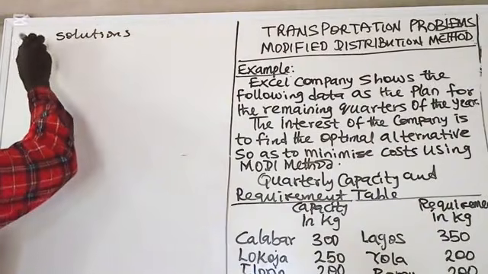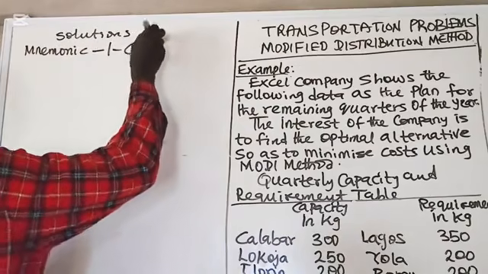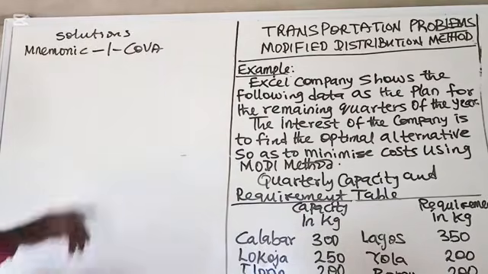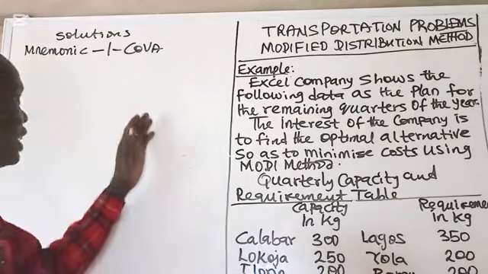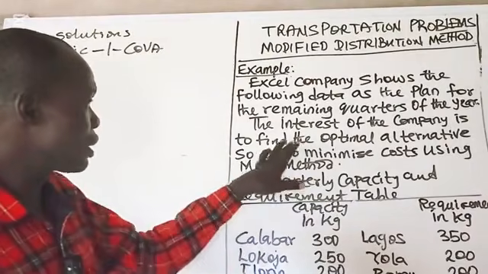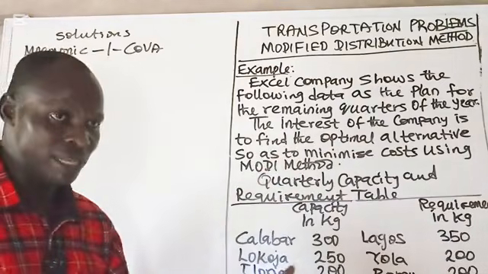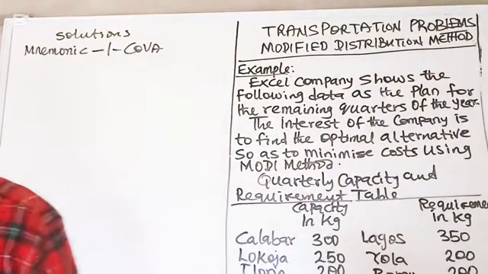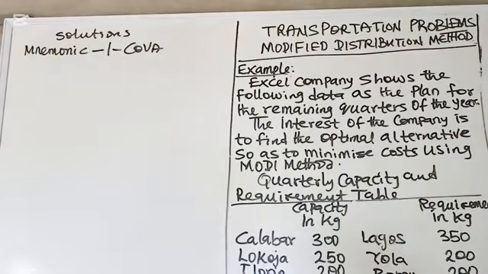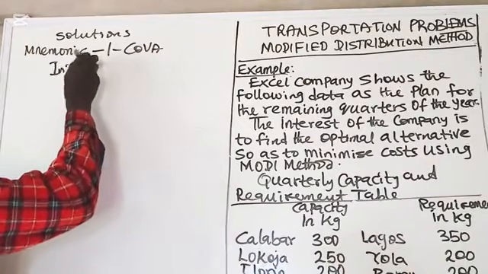The mnemonic for the steps is I COVER. I've told you that the first letter I is to obtain the initial feasible solution. For our purpose, the method to use in obtaining the feasible solution is not stated, but we want to use the least cost method. This will add more to your existing knowledge from our initial video. So now let me have the initial table.